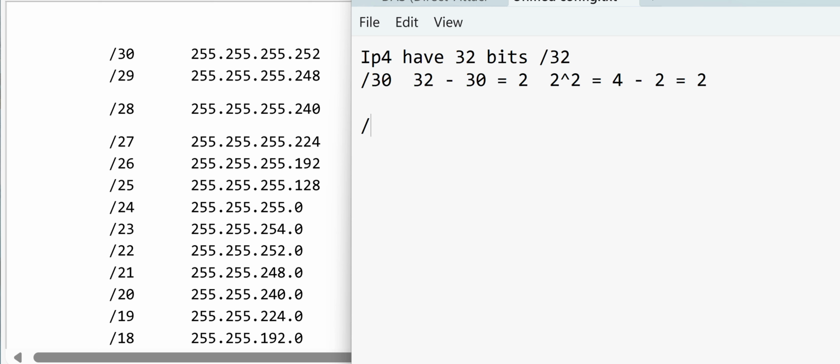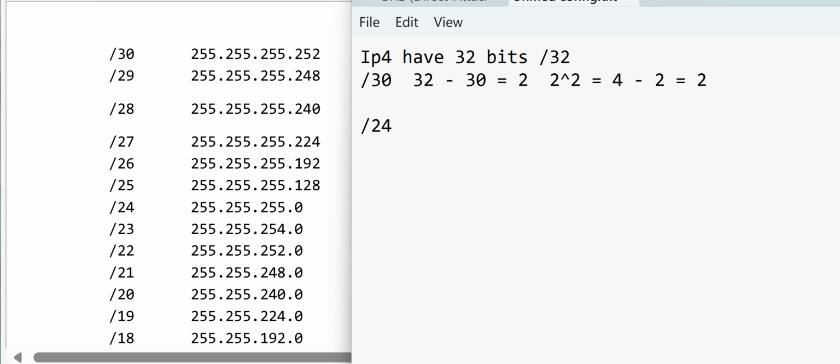So you see this a lot, right? Slash 26. You'll see this a lot in examples. Again, because it's... no, not 26. It's 24. Because this is like the Class C one, right? The first 24, the first 3 octets. So for the network, the last octet is for the host.